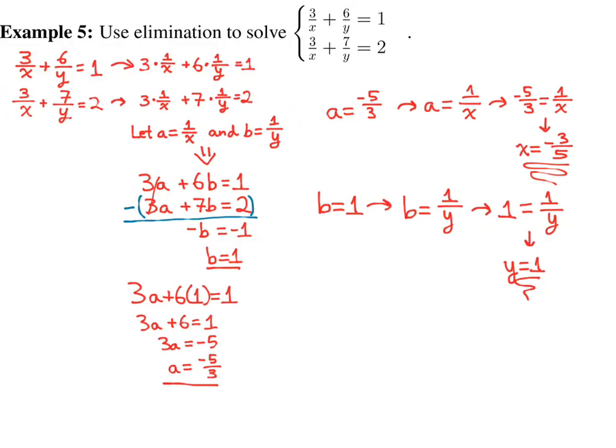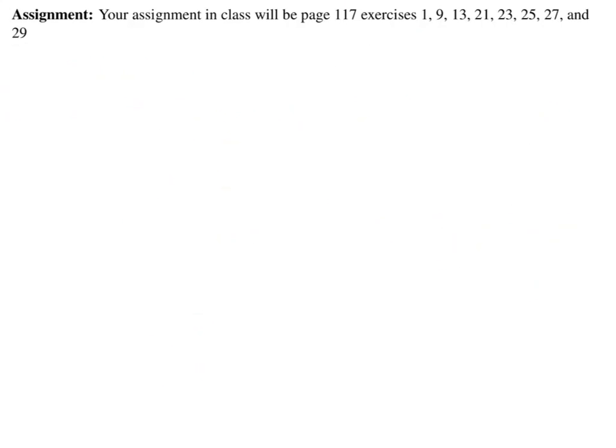Anyway, the other piece of good news is that we're pretty much done. We've got an x value, negative 3/5. We've got a y value, 1. That's it. That's the last example. There's a set of book problems I'm going to ask you to do.